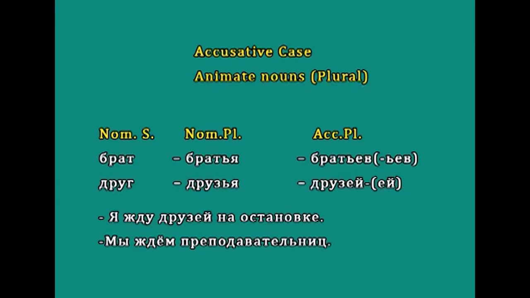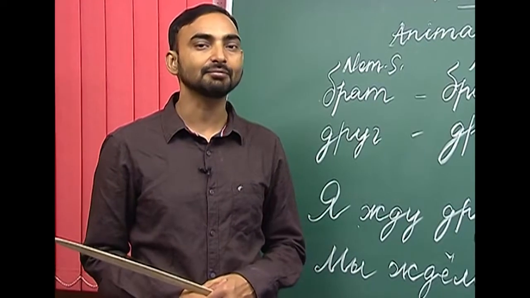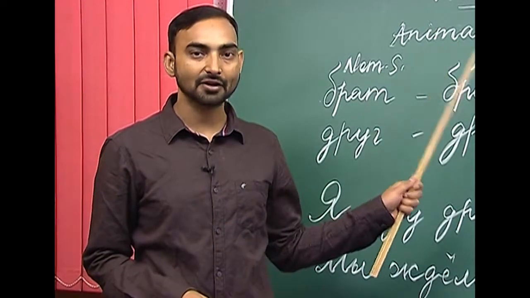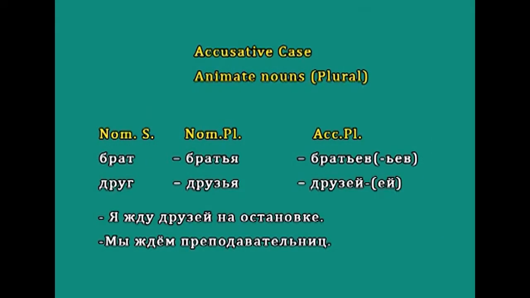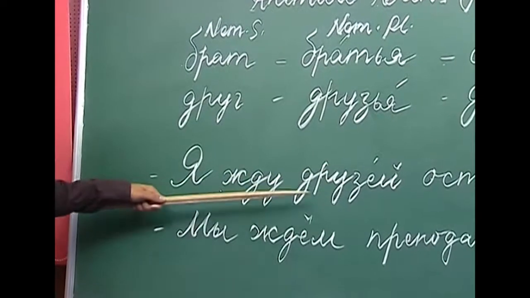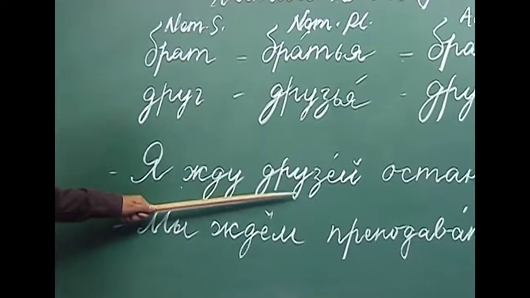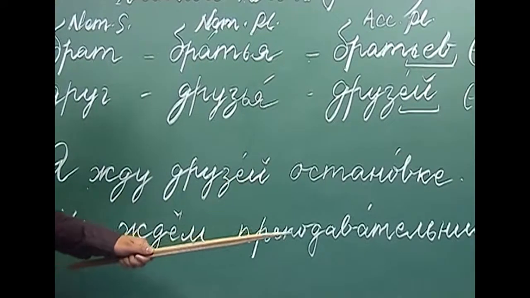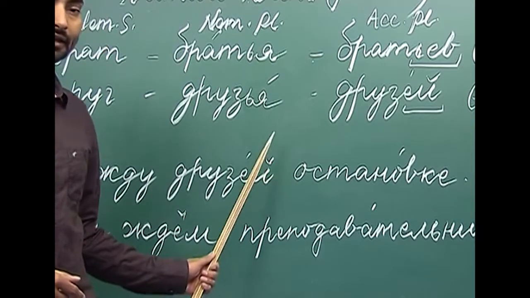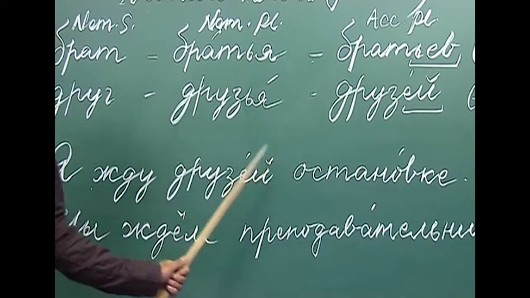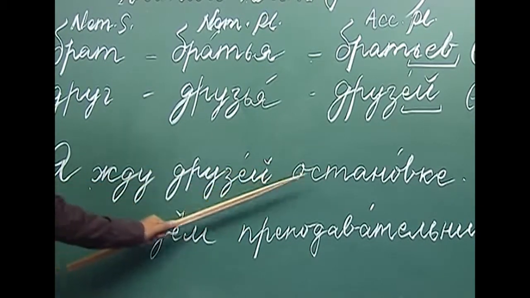Okay, let us discuss some examples with the accusative case forms of the plural nouns. For example, I have written a couple of sentences here. Let us take them one by one. Yajdu druziei na stanovke. Here I have not written na. So, na will be here. Yajdu druziei na stanovke.